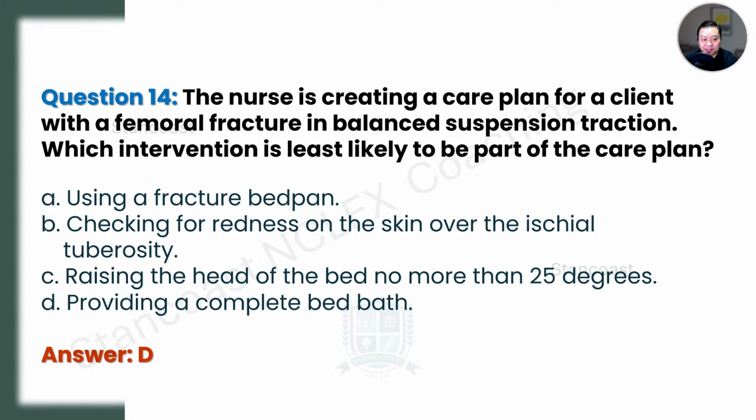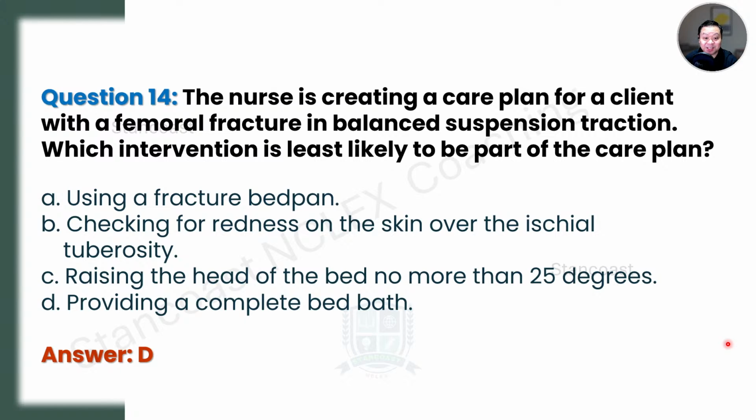So what's to be done here instead is to encourage the patient to participate in self-care activities, maybe such as moving with the help of a trapeze bar. Now, if you selected letter A, using a fracture pan, this will allow the patient to use the toilet in bed, that's considered a toilet around this time, without disrupting the traction.